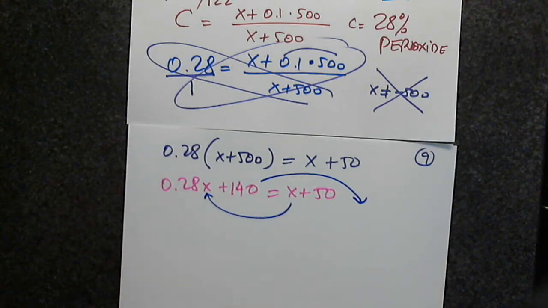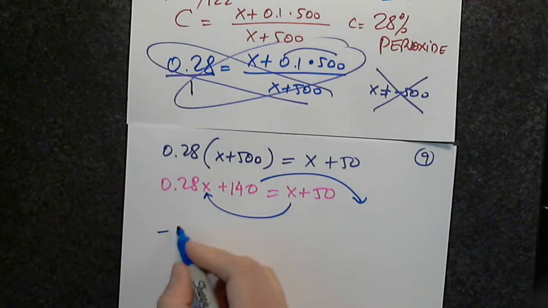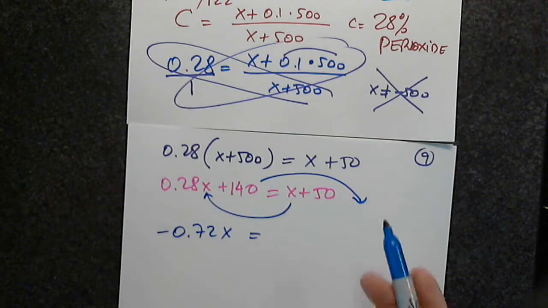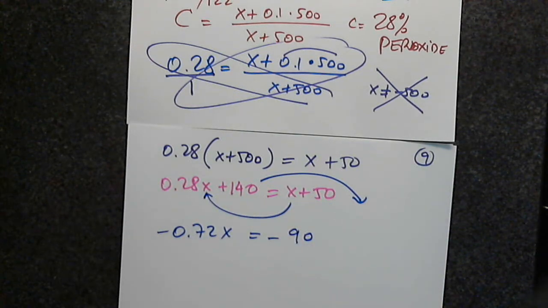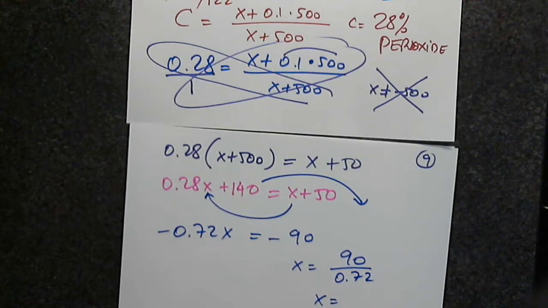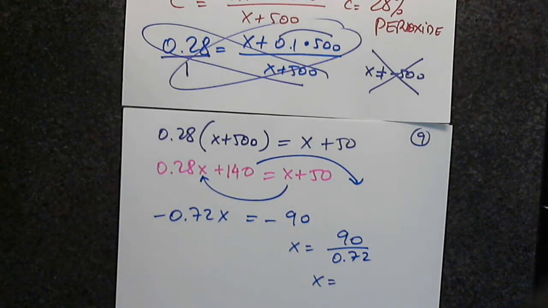So now I'm going to move terms around. You don't have to. If you want to write minus, minus, plus, plus, it's fine by me. But 0.28x minus x, from $1, if I subtract 28 cents, I get 72 cents, correct? So negative 0.72x equals. So then 50 minus 140 will be negative 90. And we divide. So 90 over 0.72. And tell me, please, how many liters of pure peroxide we have to add in order to increase from 10% to 28%.